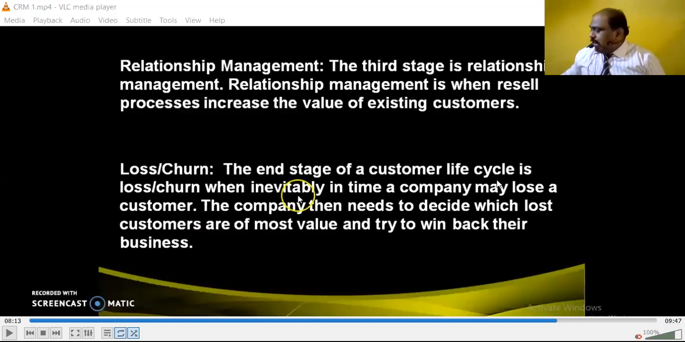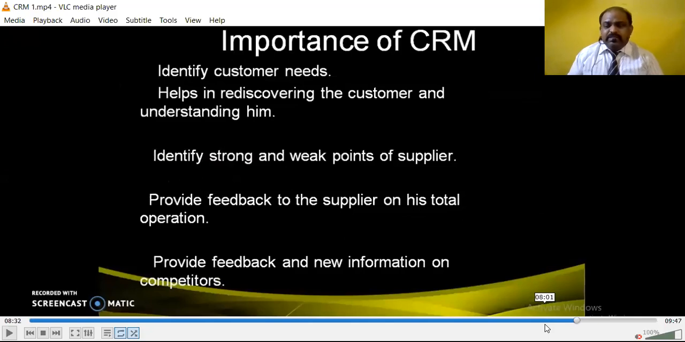Now, the last thing of today's session we are going to discuss is the importance of CRM. Previously, we studied the purposes of CRM. Then we studied the phases of the customer life cycle. Now we are studying the importance of customer relationship management.